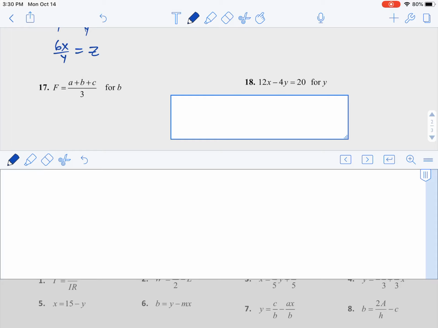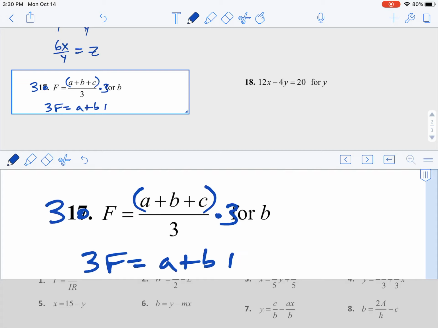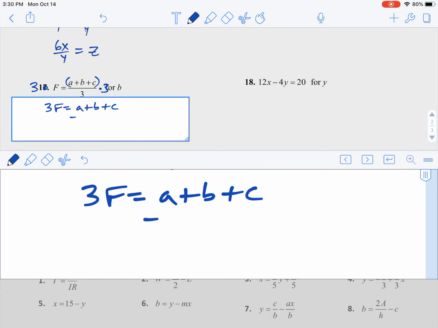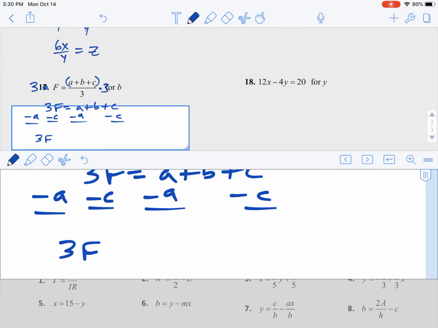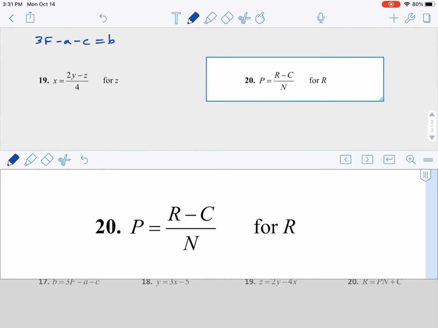Next one's pretty similar. Let's see. 17 is a little bit different. Same idea. This whole thing is being divided by the 3. So do times 3 to both sides. 3f equals a plus b plus c. You want to get b by itself, so minus a minus c. You can do both at the same time if you're careful there. So 3f minus a minus c equals b. 18 is very similar.